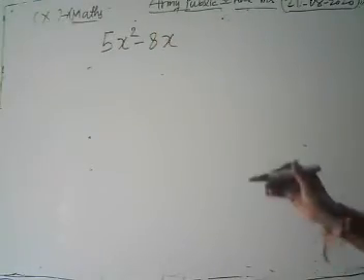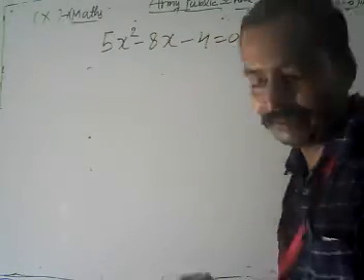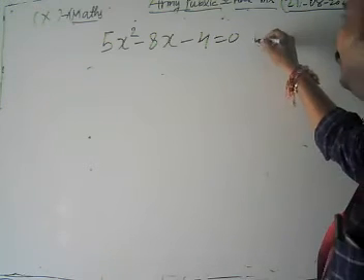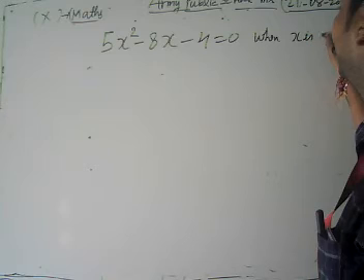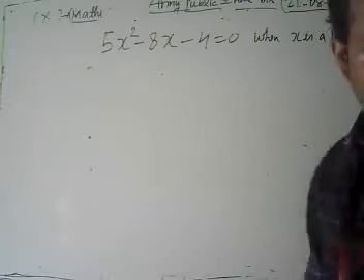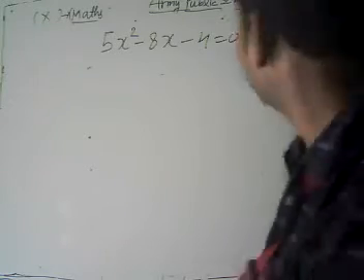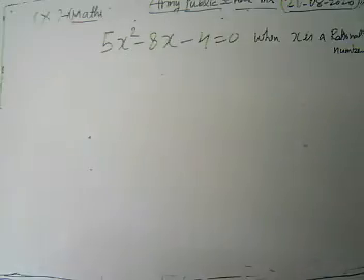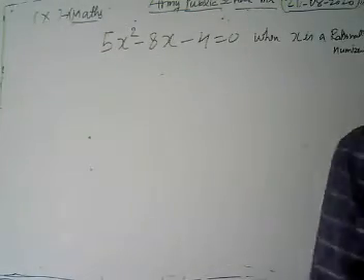Now again, find the solution by factorization method, where x is a rational number. It's given here: 5x square minus 8x minus 4 equal to 0. Solve by factorization method when our x is a rational number.